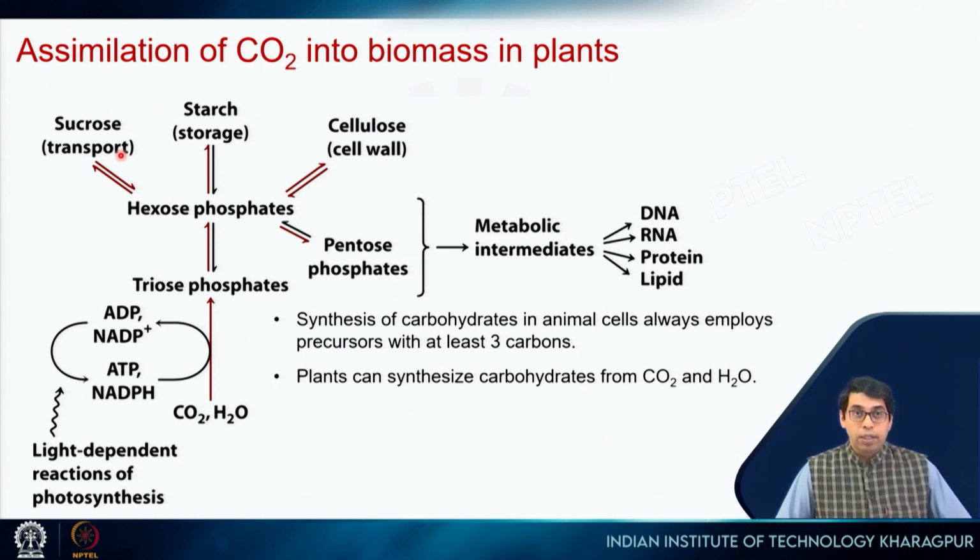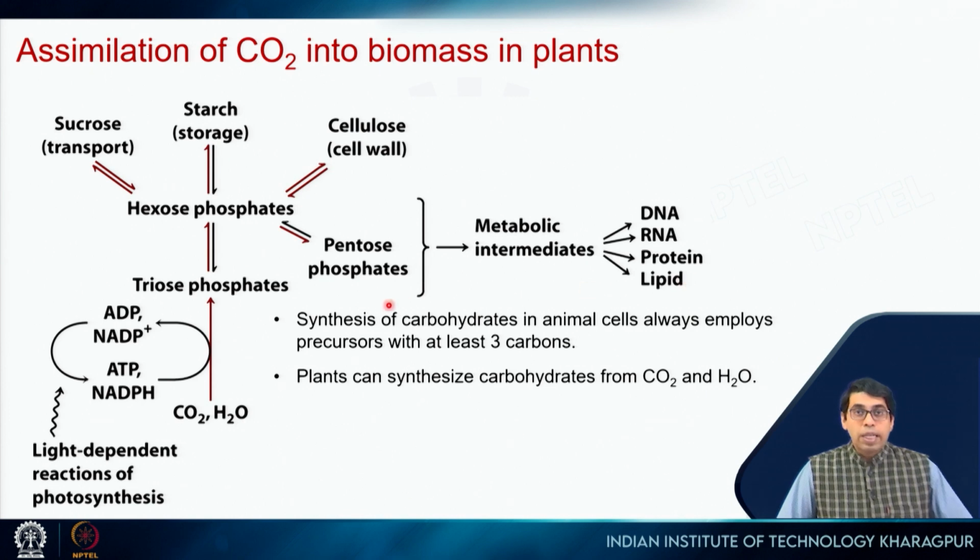So, the non-photosynthetic parts of the plant will use this sucrose as the sugar source. Hexose can also be stored as starch. So, this is for storage. It can also be used to synthesize cell wall components. It can go into the pentose phosphate pathway that we have already seen, which produces all these metabolic intermediates which are used to synthesize DNA, RNA, proteins and lipids.